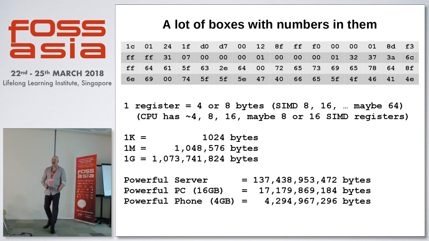So as an idea of just how much memory really is, 1K is 1024, we all know that. A megabyte is 1,000 of that, and a gigabyte is 1,000 times that. Again, it's a lot of bytes out there. So registers are generally very small compared to the amount of memory you have. And your average servers, in terms of memory footprint, are just huge these days. They can have a lot of memory, as well as even your average powerful PC, or even your phone, which has mountains of it.